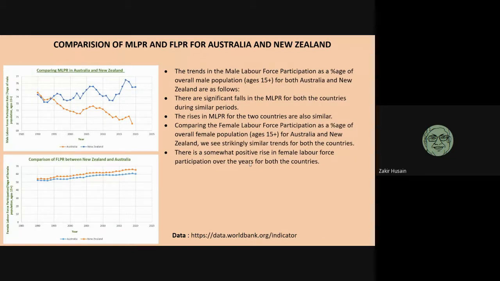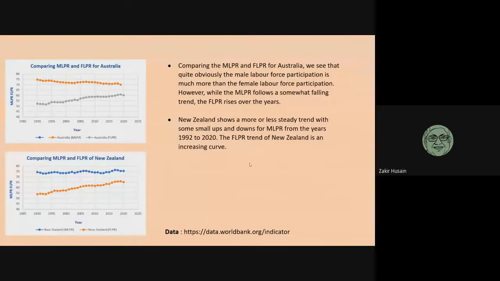Continue. In the next slide, it becomes very clear. See, over here, you can see a sharp fall, and this is rising. So one would expect that the female labor force participation in Australia is greater than male in 2020. But go to the next slide. You can see there's a big gap. The reason is that the male labor force participation has almost remained the same. Females has risen, not very much.